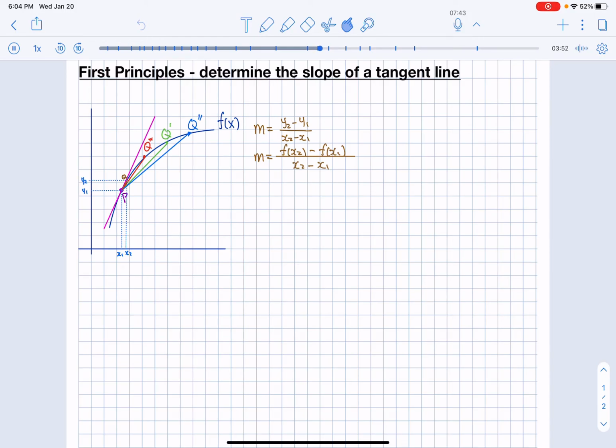Now, let's say the difference between x1 and x2 is h. Then I can write x2 equals x1 plus h. Then I can modify the equation to be m equals f of x1 plus h minus f of x1 over x1 plus h minus x1. Now we can further simplify this formula by collecting the like terms in the denominator.